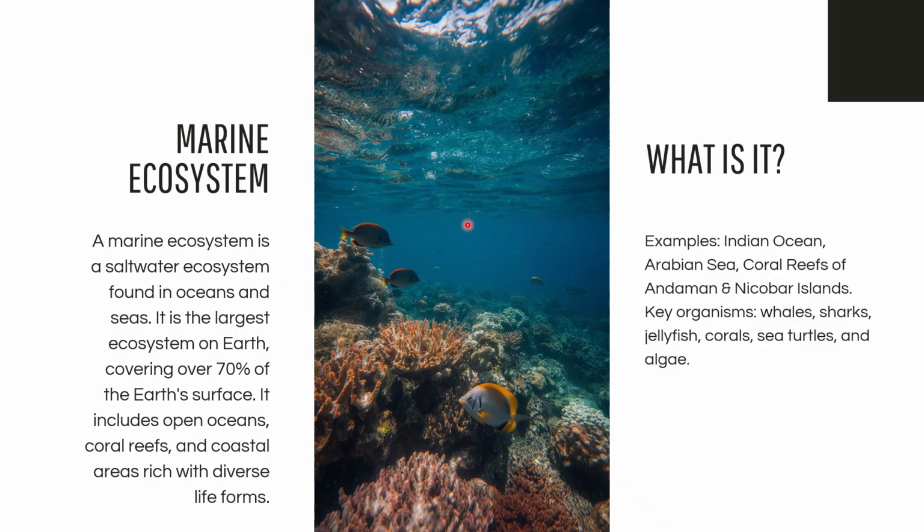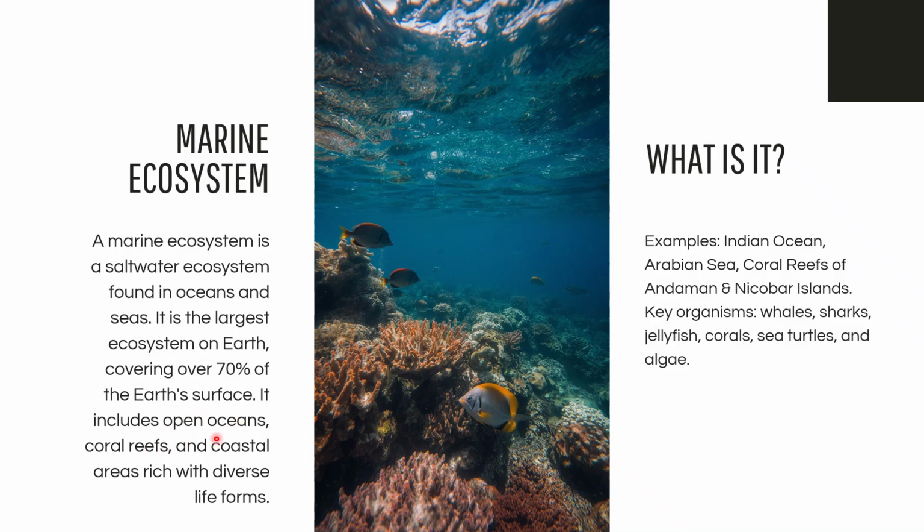So let's go into detail with the marine ecosystem. As humans, we have covered only a small percentage of the marine ecosystem. Many of the optic nerves actually flow through the marine ecosystem. We have oil, gas, and pipelines going under the sea. These are saltwater ecosystems found in oceans and seas, and it is the largest ecosystem on earth, covering over 70% of the earth's surface. It includes open oceans, coral reefs, and coastal areas.